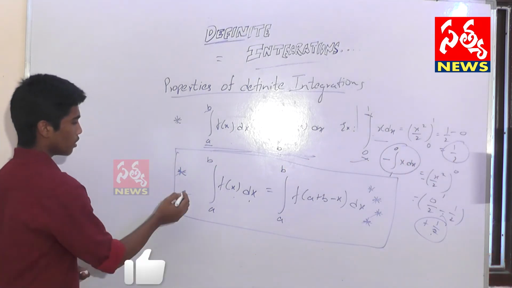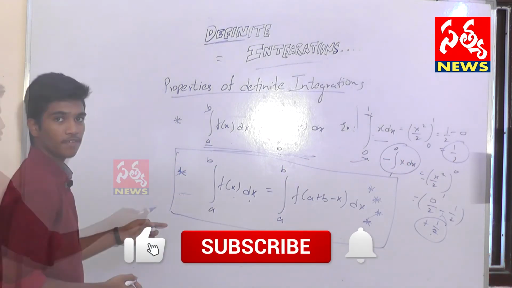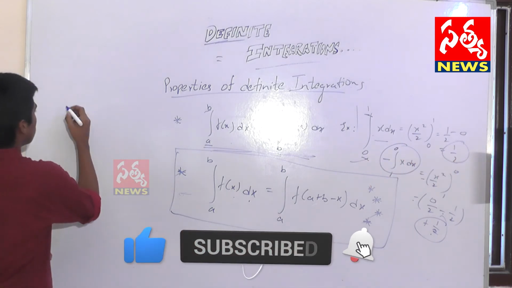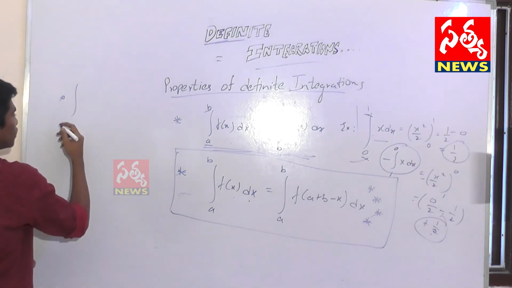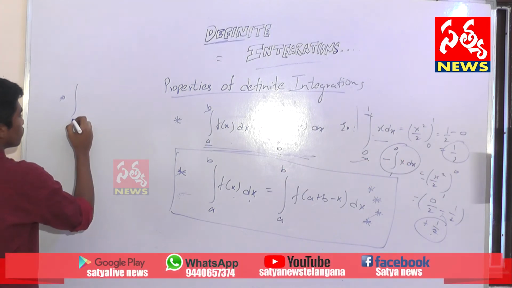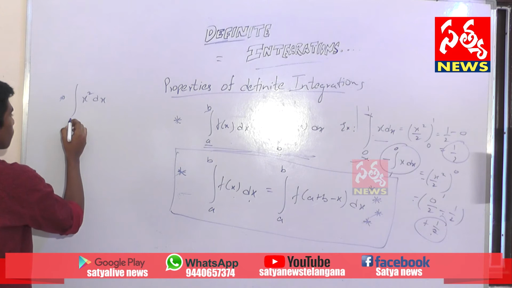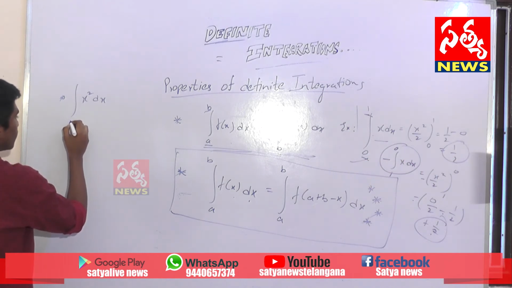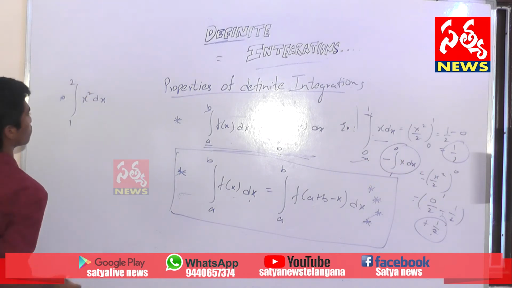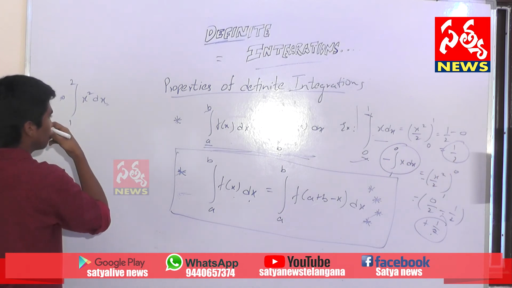Okay. Now going to the next property. This is a very important property. Let's take an example. Integration of x square dx. Here we take limits as 1 to 2.